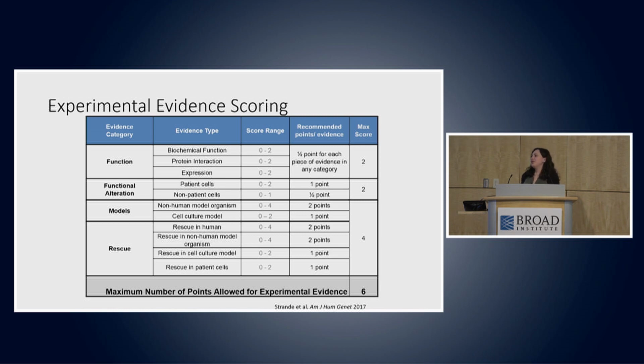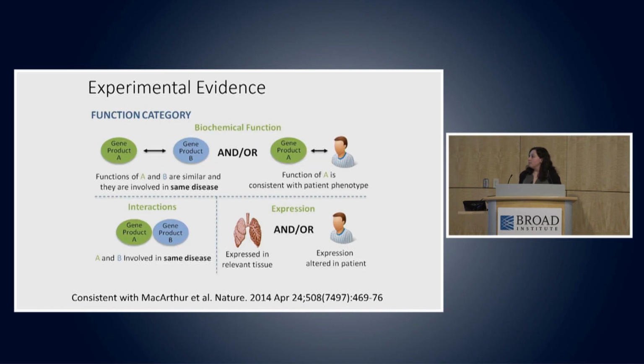And we did this on purpose too, because we felt like an overwhelming amount of evidence of one type of experiment isn't necessarily super informative. You want to have animal models, you want to have expression, you want to have biochemical data in theory. And so all of the categories that we chose are consistent actually with the MacArthur et al. 2014 paper that evaluated what types of experiments should be used to classify variants.